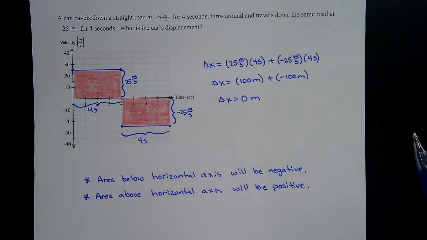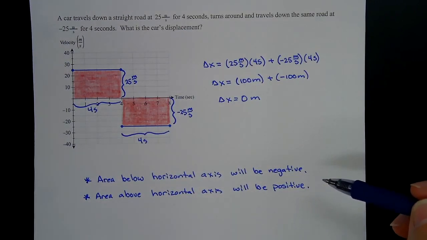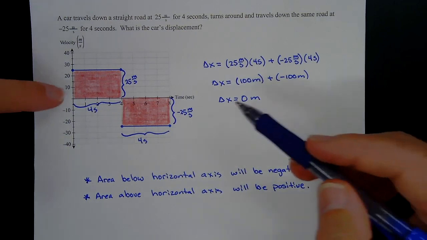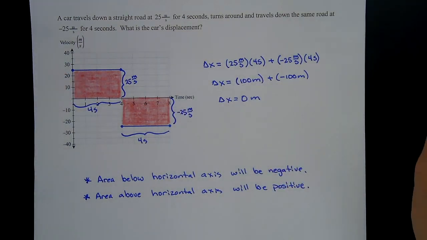And here's why: the change in time is always positive. We always take a later time minus the earlier time, which will always give you a positive value. I just wanted to make these two statements: area below the horizontal axis will be negative, and area above the horizontal axis will always be positive. Since these areas were the same but opposite, that's why they canceled each other out.